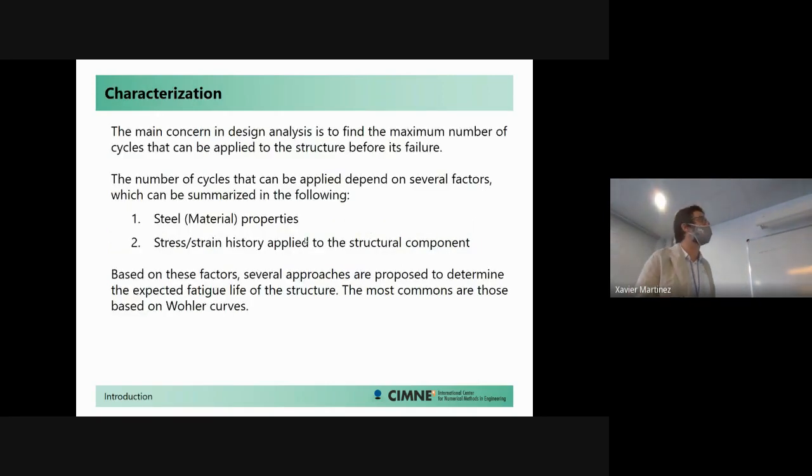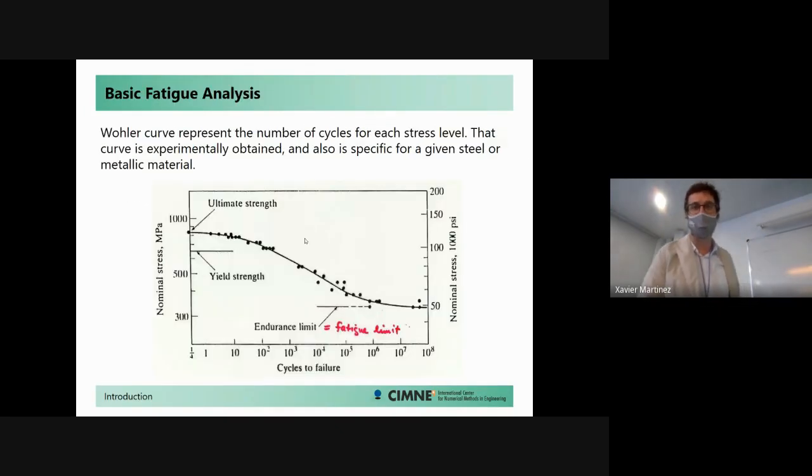Now, on what depends fatigue? It depends on the material that you have. Depending on the material that you have, you will have one fatigue response or another one. And it depends on the stress and strain history applied to the material or to your component. And based on these factors, and especially if we are looking at high cycle fatigue, the most common way of analyzing fatigue is through the S-N curves. Which are those curves? It's something like that.